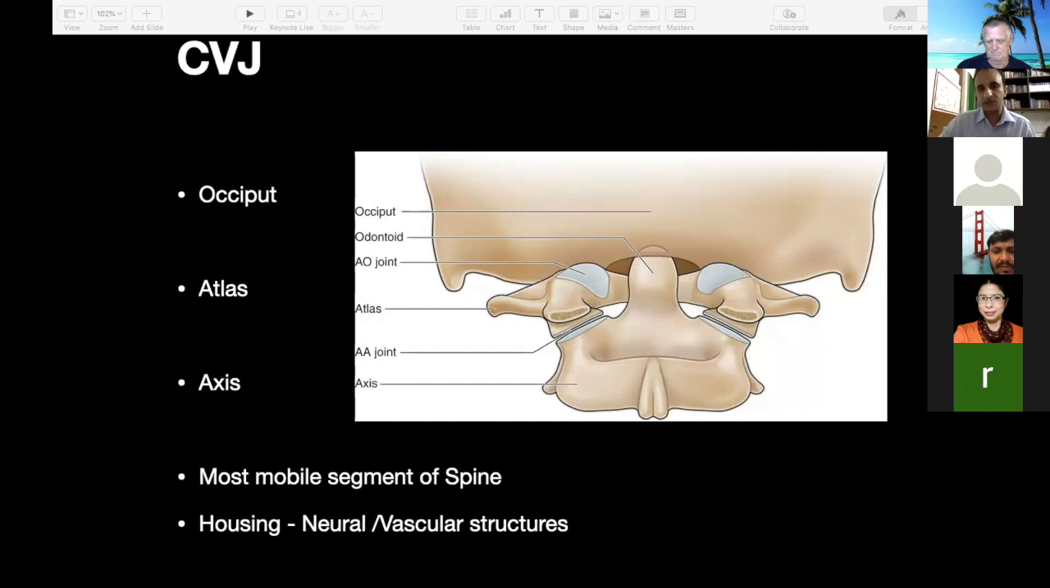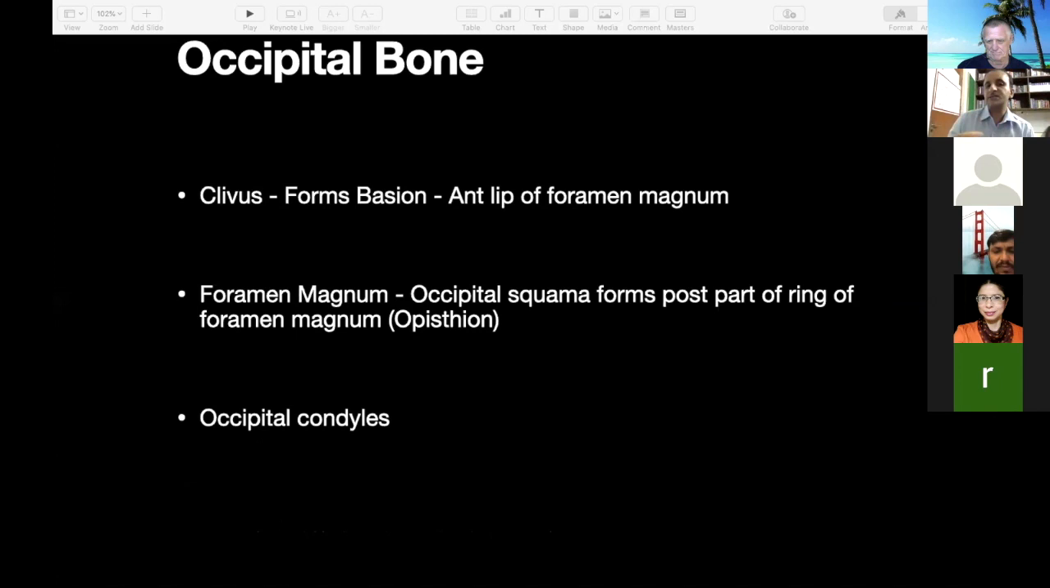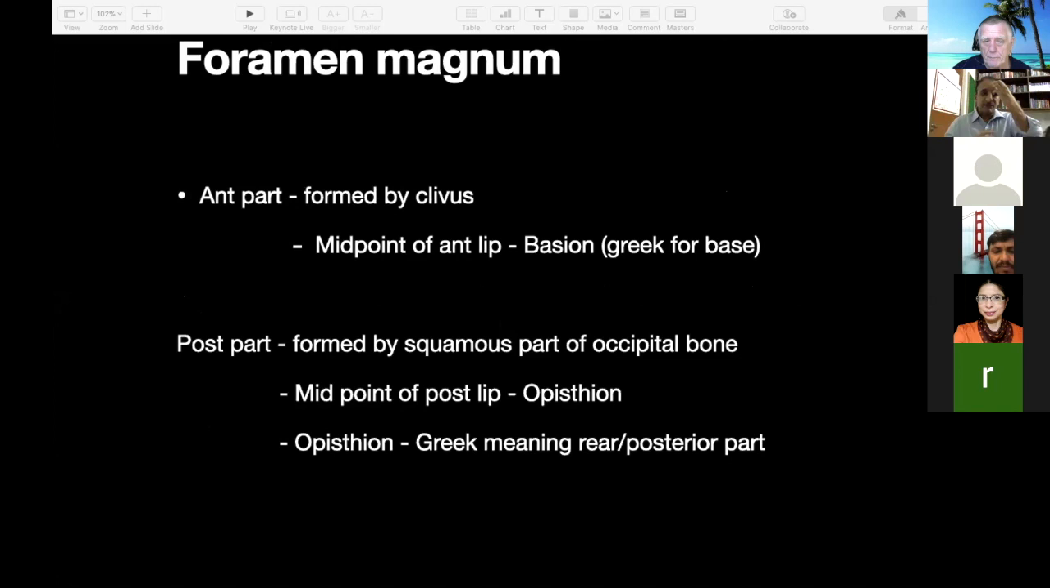Now, the clivus forms the basion, which is the anterior lip of the foramen magnum, and the occipital squama forms the posterior part, which is the opisthion. Then you have the two occipital condyles. Today, most of my lecture will be around the occipital condyle and C1, so let's first understand OC1. When we talk of CVJ, everybody starts thinking about C1, C2, but first we need to understand OC1 to understand C1, C2. Basion means base in Greek, and opisthion means the posterior part. That is how we got the nomenclature.